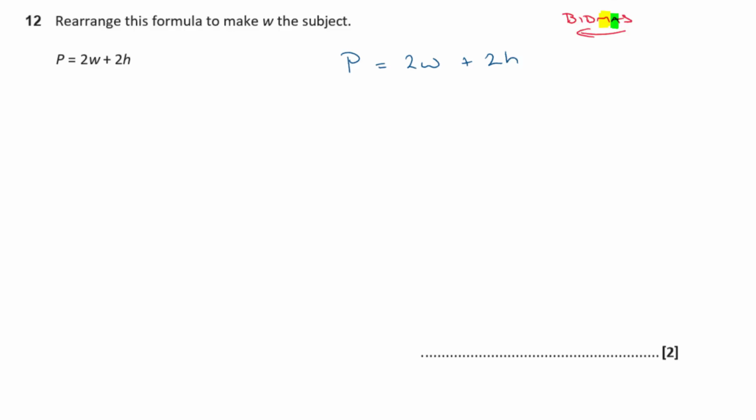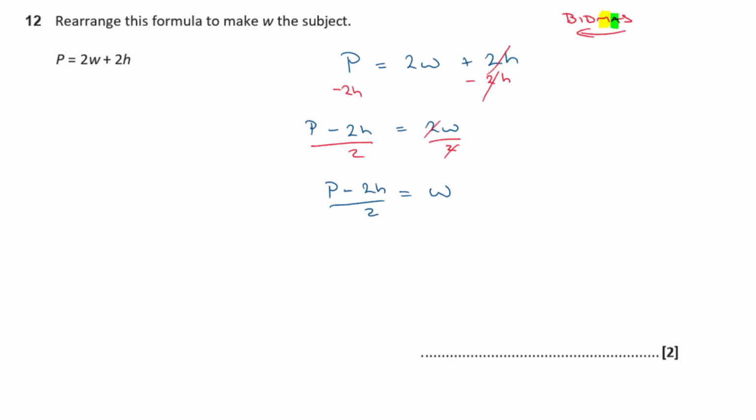Now the opposite of adding 2h is subtracting it. So if I subtract 2h from both sides, it will cancel off this side, and what I'll get is p minus 2h is equal to 2w. Okay, and then now I've got 2w by itself, but I want w by itself. So I'm going to divide both sides by 2. That side is going to cancel with that one there, leaving me with w on the right, and I'm just going to get p minus 2h over 2 on the left.